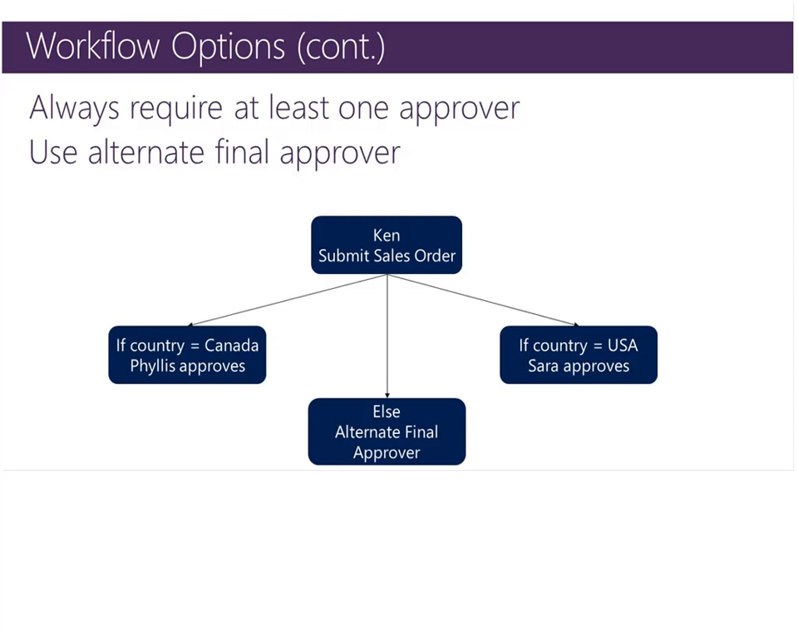But if we have that checkbox marked to always require at least one approver, the workflow engine will analyze all the steps, see if there's someone within those steps who needs to approve it. If there's not, then it will send it to the alternate final approver and say, you're the alternate final approver. Other steps didn't find an approver, so you are the one that needs to review and approve this document. So it ends up being kind of a catch-all for the workflow steps.